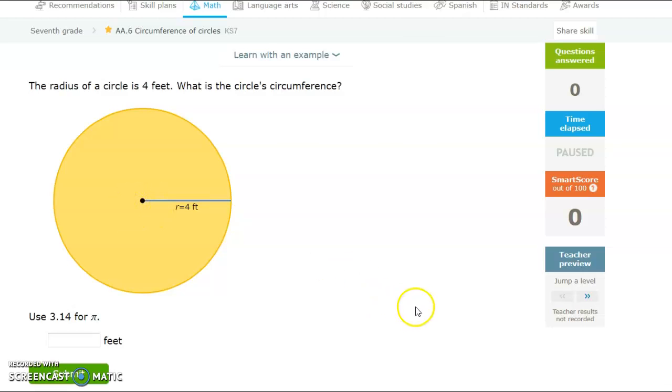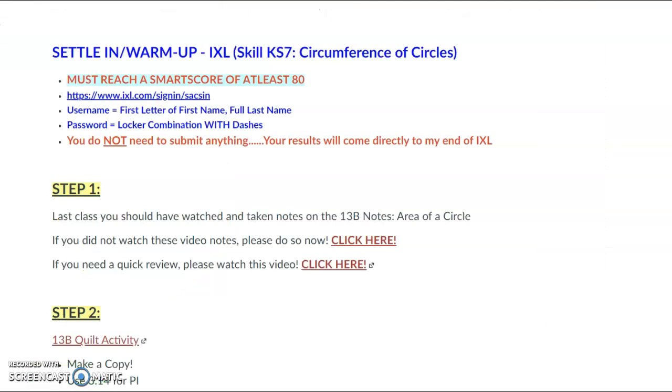So you're going to try to get at least a SMART score of 80 here, practicing circumference. So that's the lesson we did last class. C is equal to pi d.